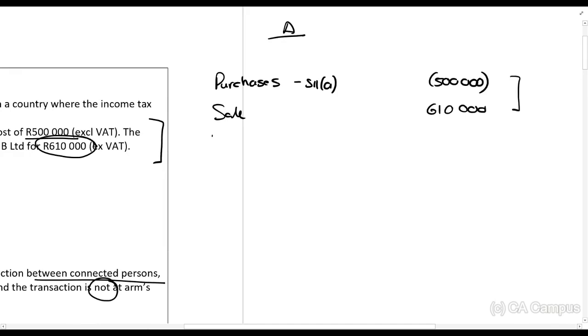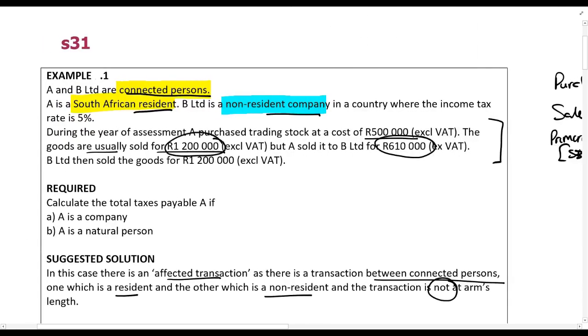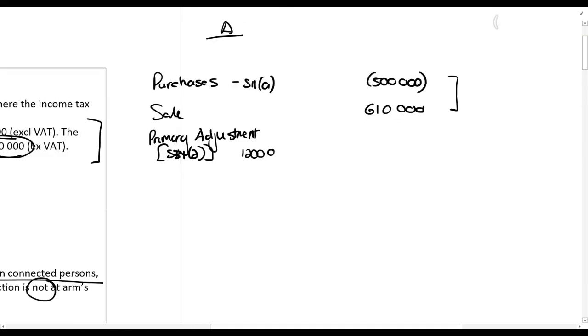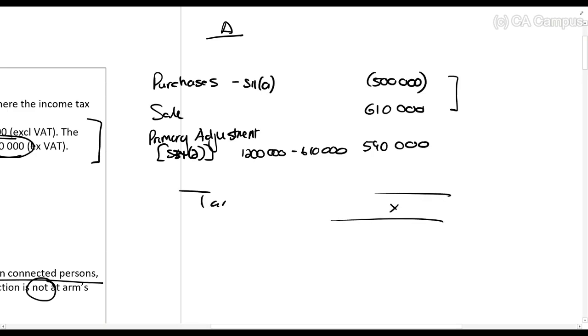Now we have to make our primary adjustment. Remember, the primary adjustment is just to fix the transaction. That is section 31.2. So what is the primary adjustment? We should have sold it for 1.2 million rands, but we sold it for 610,000 rands. So 1.2 million minus 610,000 gives us the amount that we should have charged but did not. That is 590,000 rands. Right, so that fixes it. This calculates your taxable income for A.